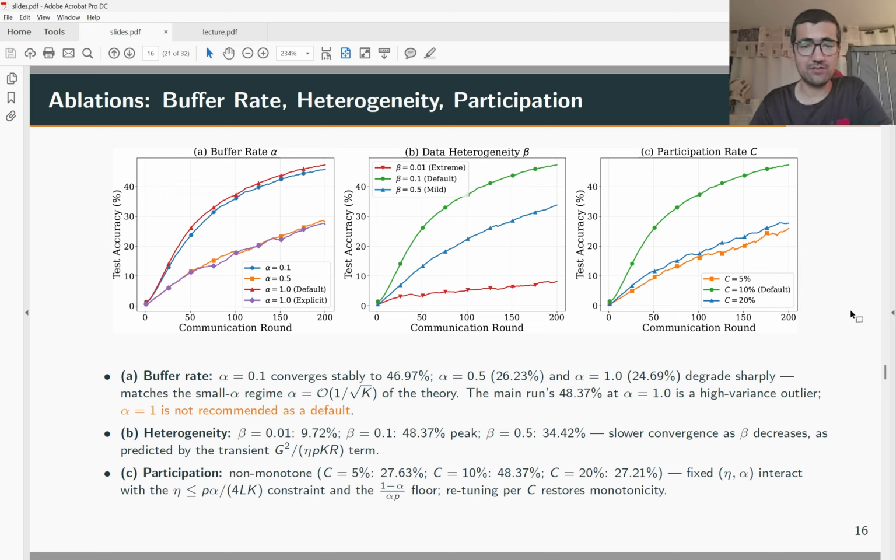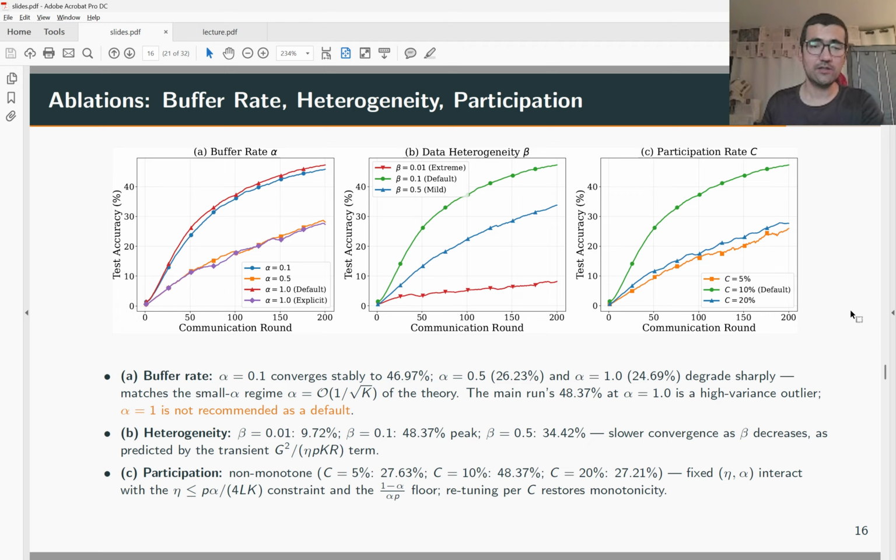Our main experiment did score 48.37 at alpha equals 1, but we regard that as a lucky outlier under the very high run-to-run variance of this regime. So our practical recommendation is clear. Use a small alpha, not 1.